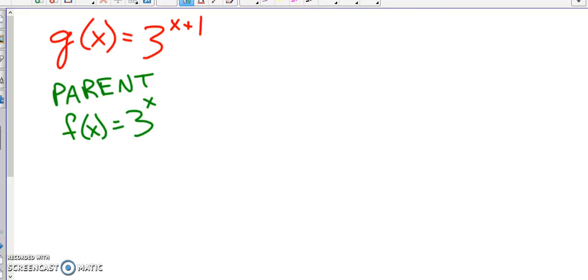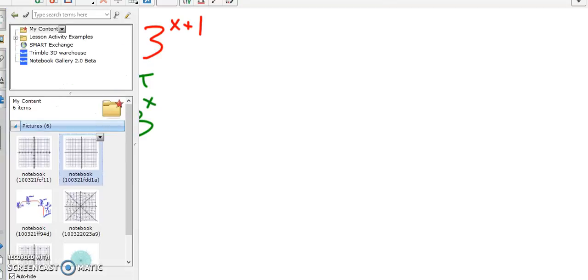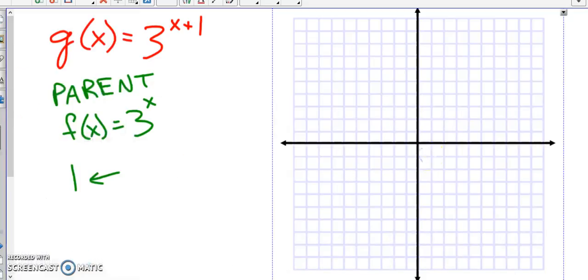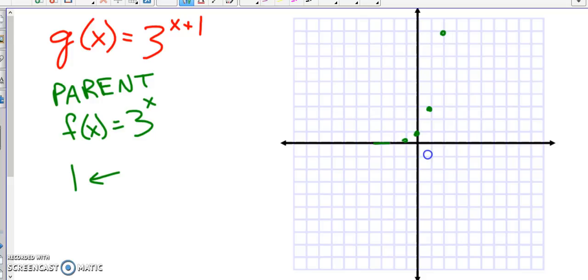So the transformation is, whoa, your other left. There, one to the left. So let's graph the parent function, and then we'll graph g, and then we'll talk about a couple things. So first of all, the parent function, so that's f.